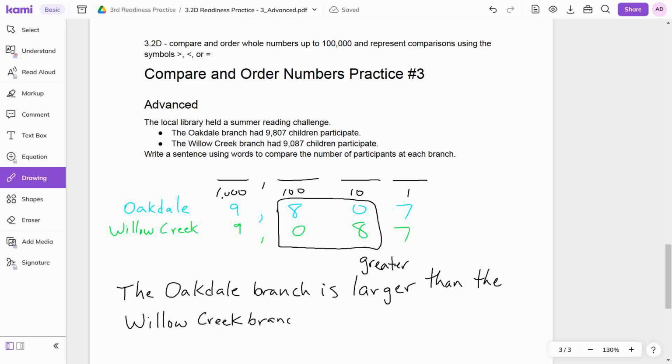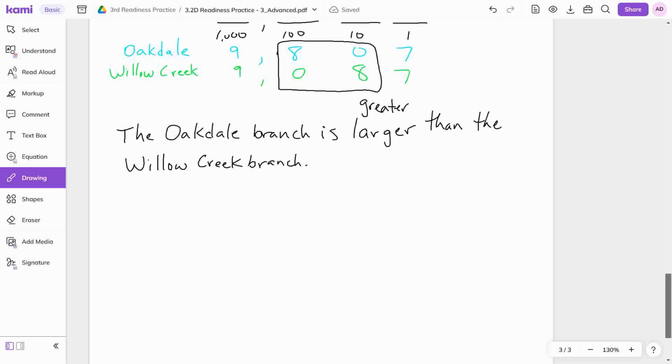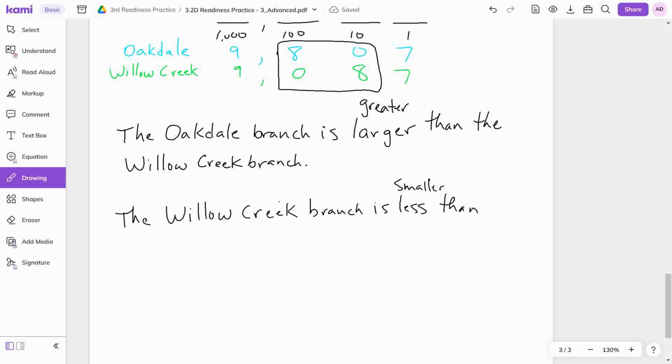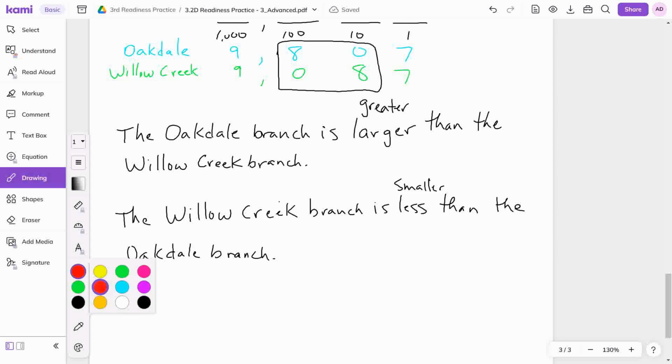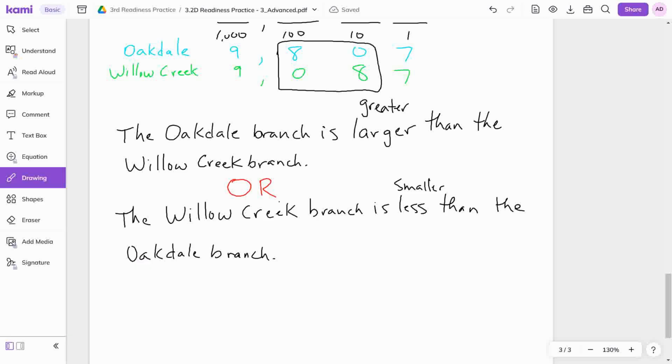Now that's one way to do it. You might have written it another way, and if you did, that's fine. If you wanted to start with the Willow Creek branch, because it never said which way you wanted to go, you could say the Willow Creek branch is less than, or we can say smaller, and then we'll say the other branch, the Oakdale branch. You do not need both of these, you only need one of them, so I'm going to put a nice big 'or' right here to let you know that you only need one of those two responses.